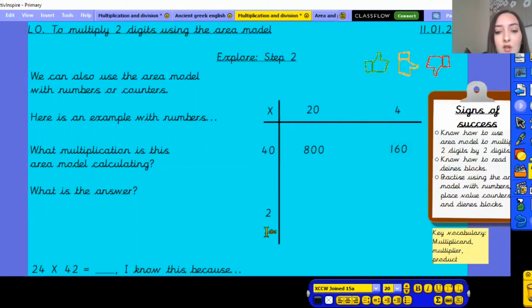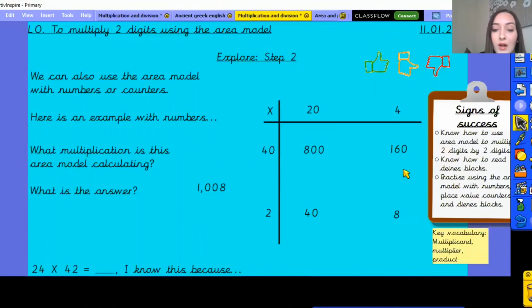Okay, and now let's go to 2. So now here we need to multiply 2 and 20, which would be 40. And then here we need to multiply 2 and 4, which would be 8. So now we have 800, 160, 40 and 8, which we need to add all together to find our answer. So the answer therefore would be 1008. Because if we add 160 and 40 together, that's 200. Add our 800, that's 1000, and our 8, 1008.